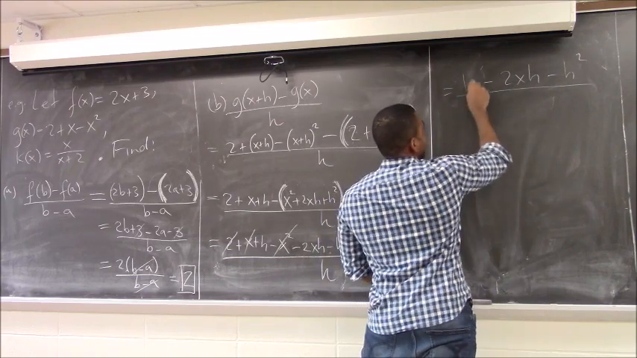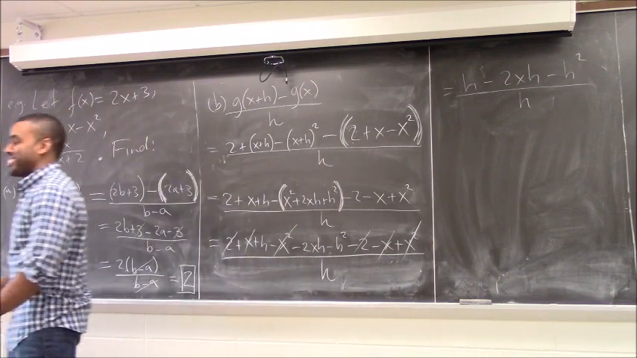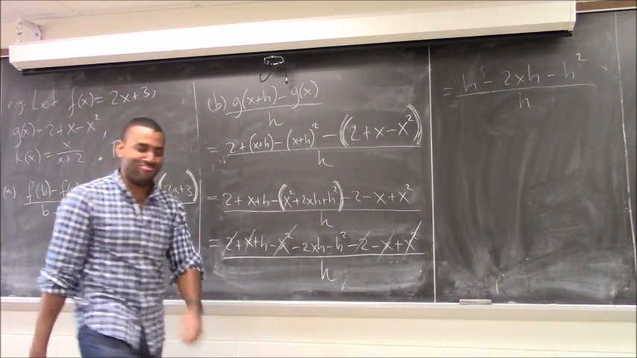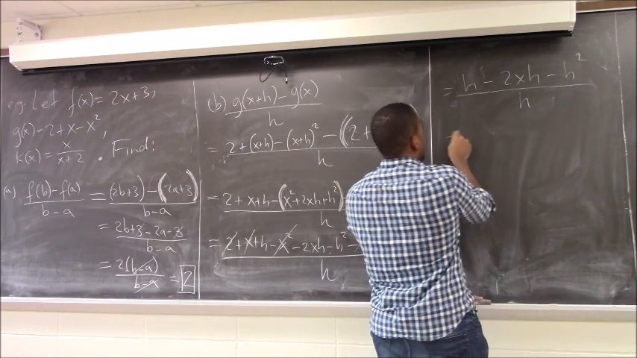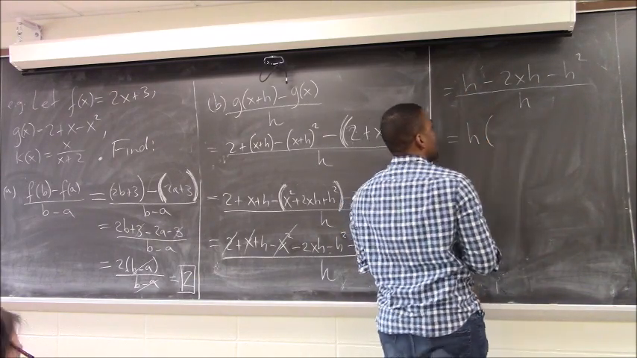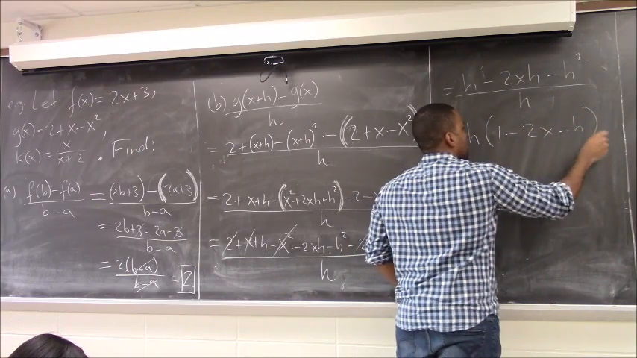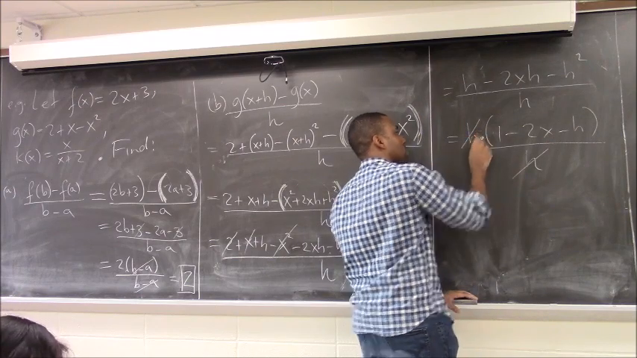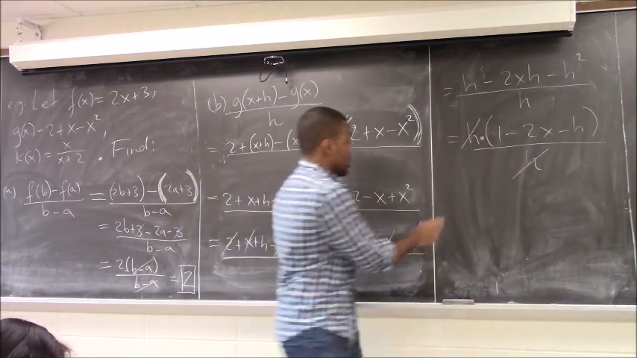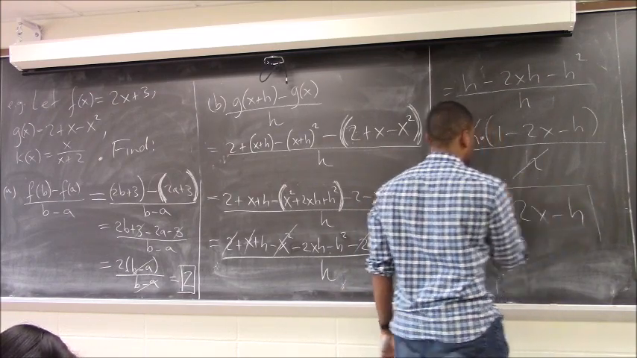I hope that if in a test I hear someone say no! You can pull out an h. Factor out an h, it's a common term in the top. What would I be left with? Now you can cancel because there's a multiplication separating these two terms. So at the end of the day, we have 1 minus 2x minus h.